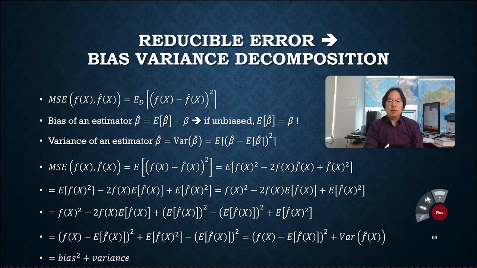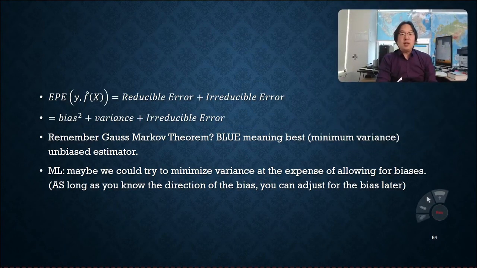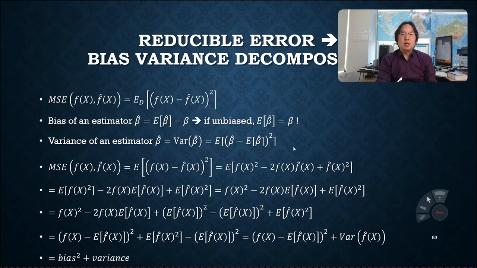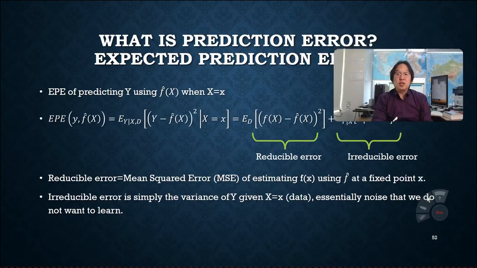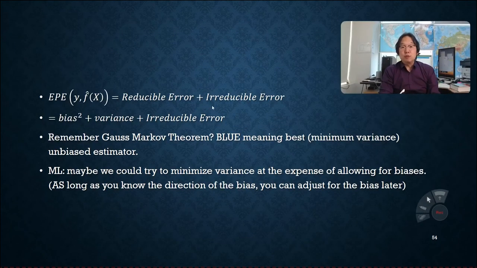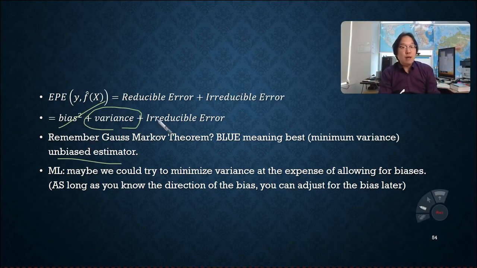In the next slide, EPE, the expected prediction error, turns out to be reducible error plus irreducible error, and it decomposes further into bias squared plus variance plus irreducible error. Remember the Gauss-Markov theorem: BLUE means best, minimum variance, so this guy is already minimized, and unbiased, so this guy is zero. That's why Gauss-Markov is so sexy. All you have is irreducible error, and this is minimum. That's why it was beautiful.